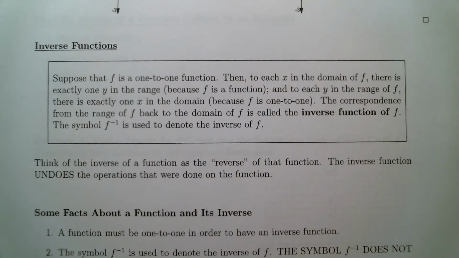Then, to each x in the domain of f, there is exactly one y in the range, because f is a function. And to each y in the range of f, there is exactly one x in the domain, because f is one-to-one. The correspondence from the range of f back to the domain of f is called the inverse function of f. The symbol f inverse is used to denote the inverse of f.